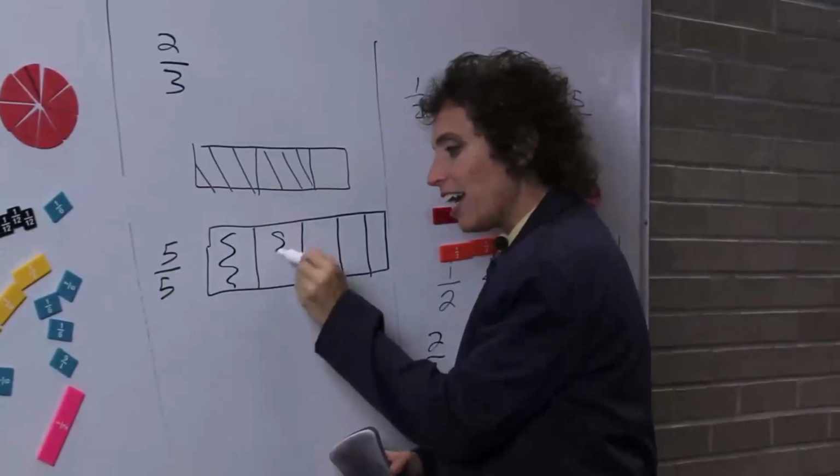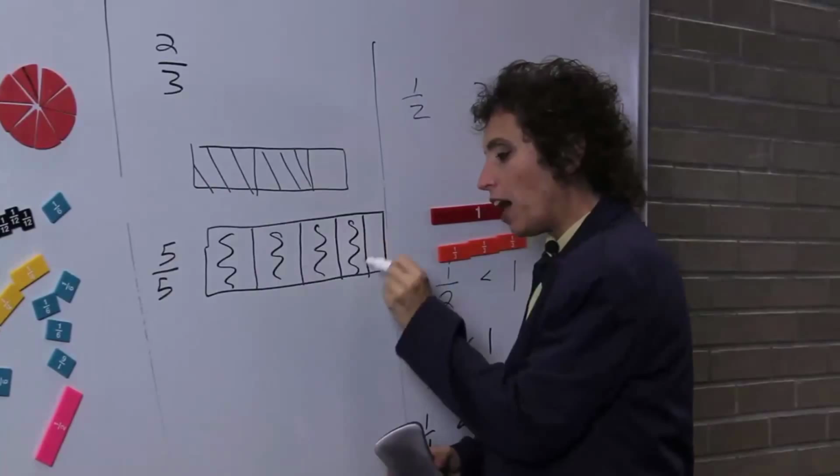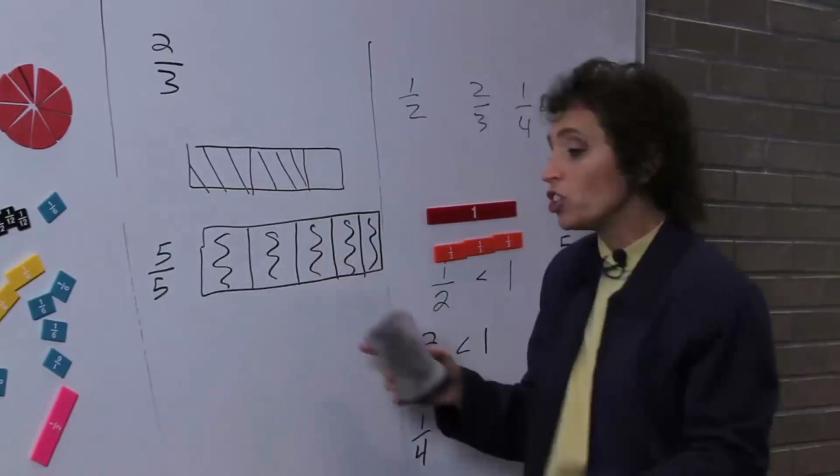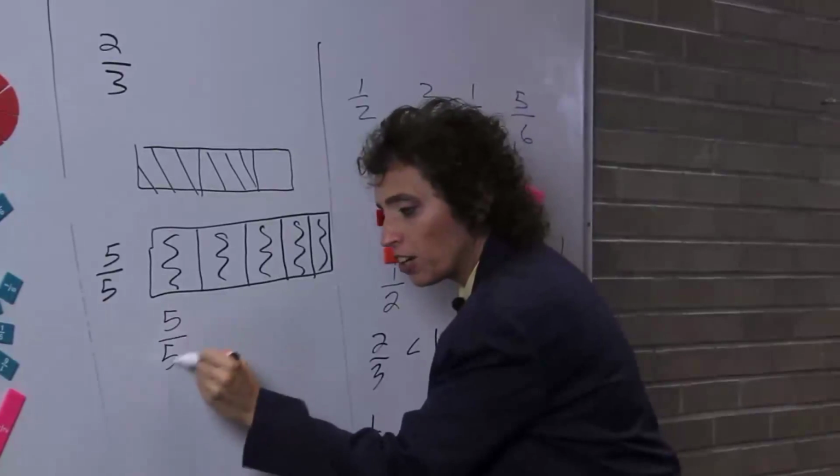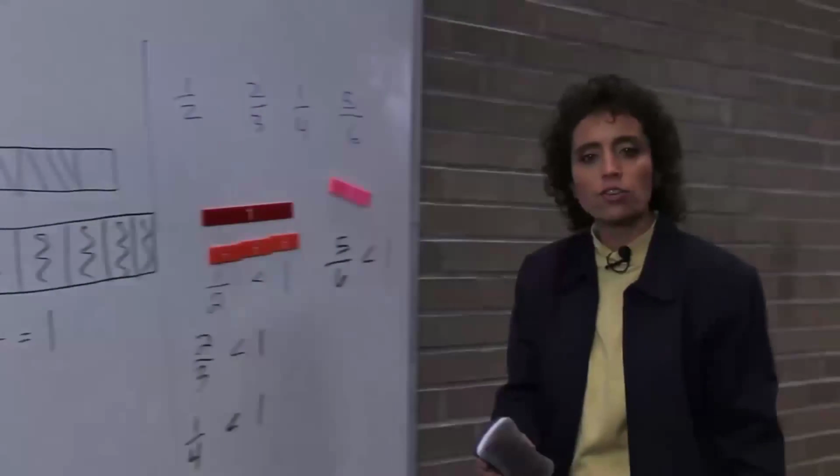Okay, and you want 5 equal pieces, 5/5. You want 5 of them, which is the whole thing. Which is why, think about this, 5/5 really equals 1. Okay, so we're all good.